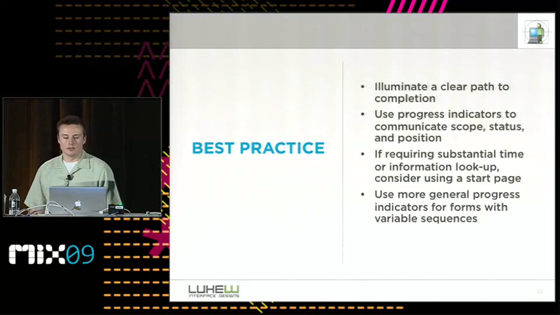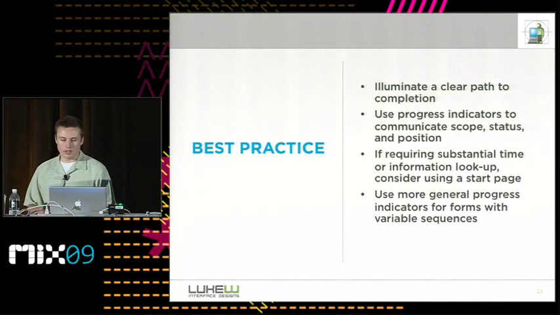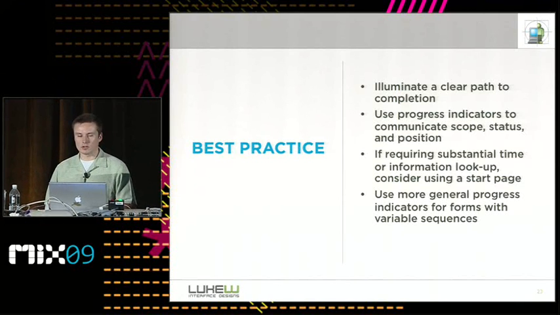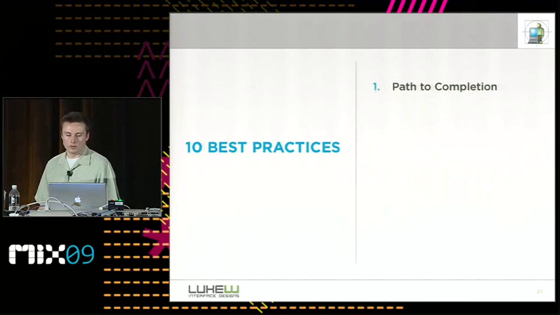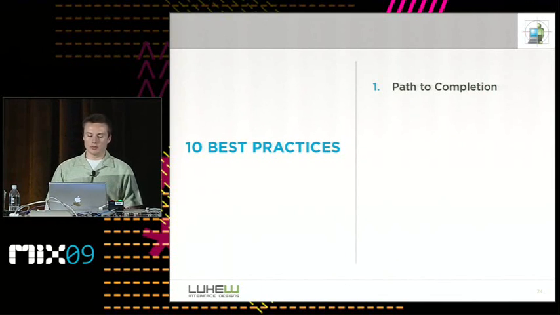So at a high level, in terms of best practices for paths to completion, number 1 is make sure there is a clear path to completion, a place to start and a place to end when you're going through the form, and that things aren't scattered all over the place and being potentially missed. If you're dealing with longer things, scope, status, position helps. Start pages can help set people up when they need to go look things up. And things that are a bit more general when there's variability tend to work better. So that's one thing I would do to our little web form from the airport. I would probably drop the multiple column layout and opt for something a little bit simpler.